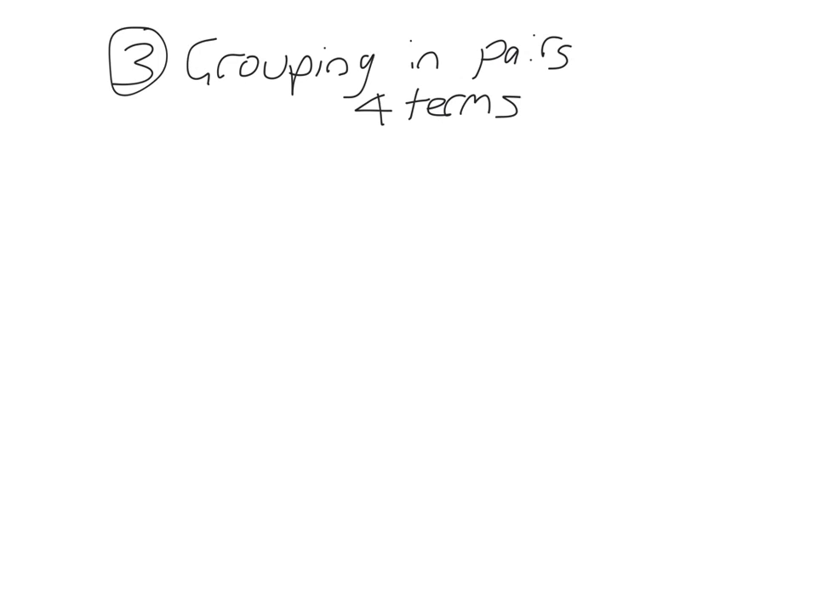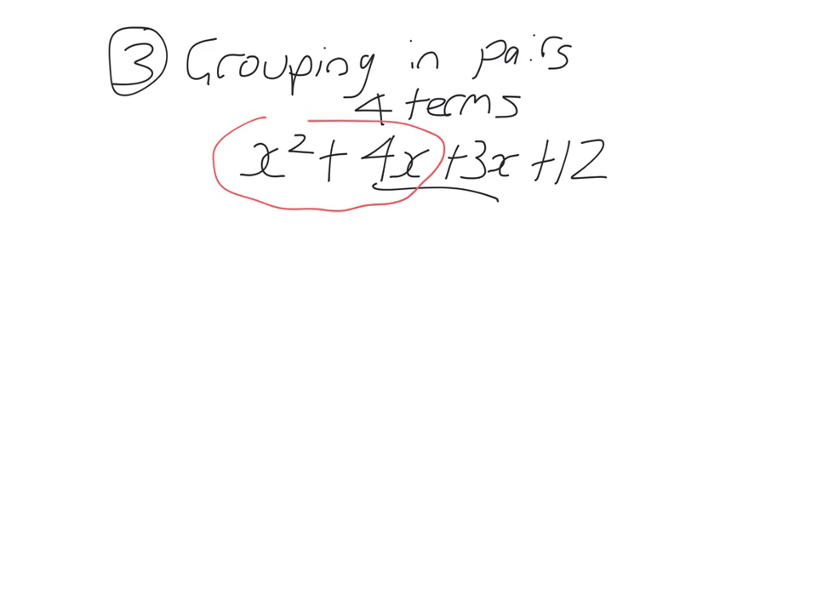So let's say I have something like this. x squared plus 4x plus 3x plus 12. Now, I could obviously make these two into a 7x, but then I don't know how to factorize x squared plus 7x plus 12 yet. We haven't covered that. So what we'll do, we'll factorize the first two terms using highest common factor. So x squared and 4x, the common factor is x, and then in the brackets x plus 4.